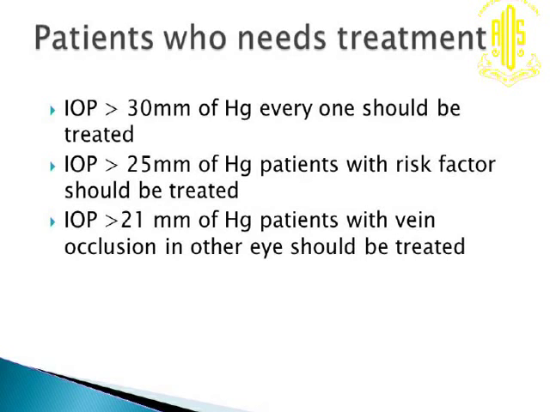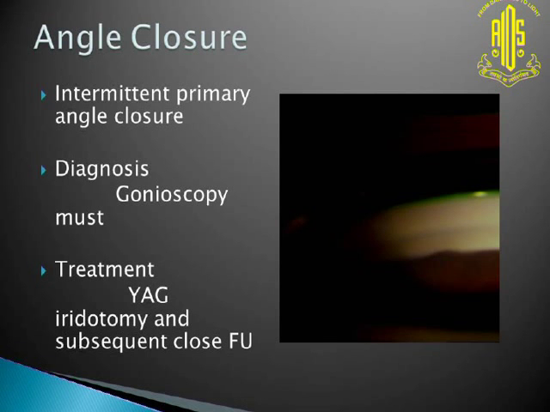So who needs the treatment? In my opinion, every patient who has an intraocular pressure more than 30 millimeter of mercury, though they may have a normal disc and the perimetry, probably we must lower down the intraocular pressure. The intraocular pressure more than 25 millimeter of mercury, with the risk factor, probably you may consider treating them. Intraocular pressure more than 21 millimeter of mercury with a vein occlusion in one eye or in both the eyes should be considered for the treatment.